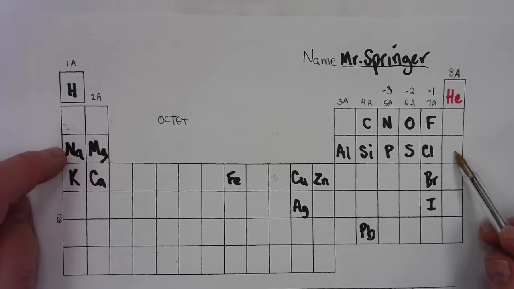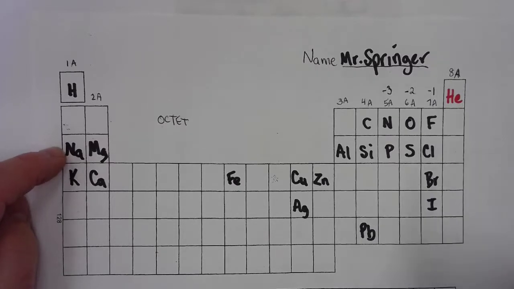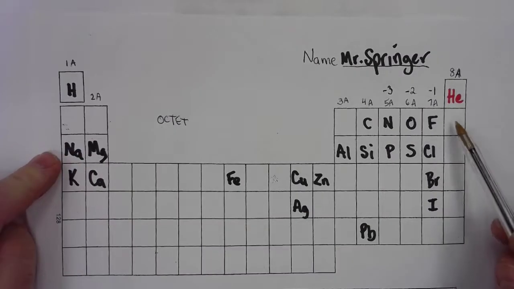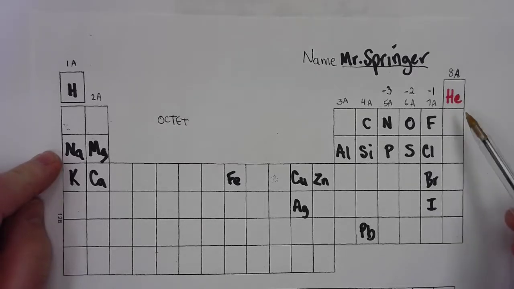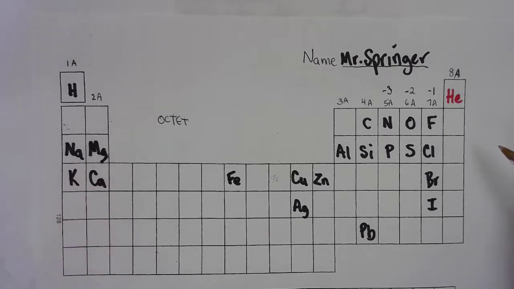But if it could give 1 away, then it would move back down 1 and would put it here where neon is on the periodic table. Then it would have its full set of 8. So you may want to lose an electron.